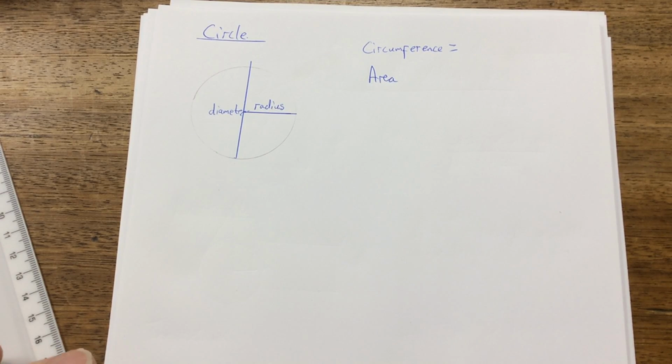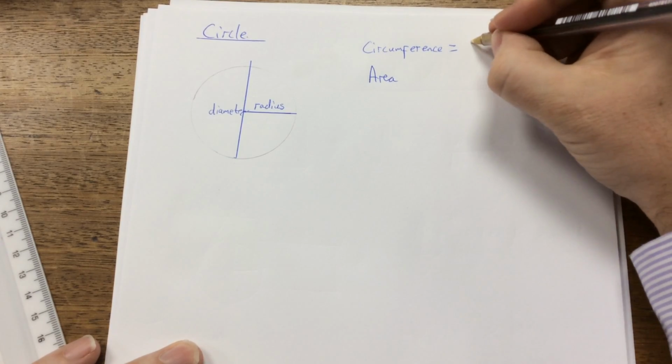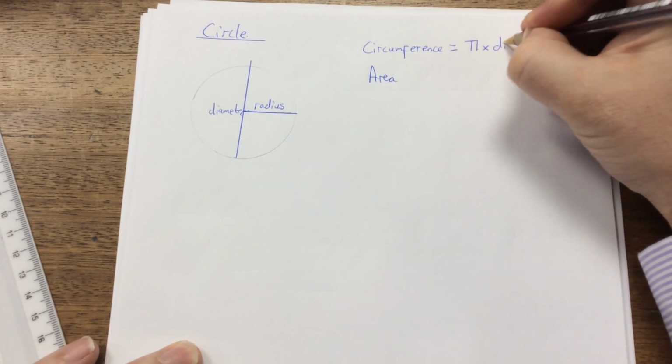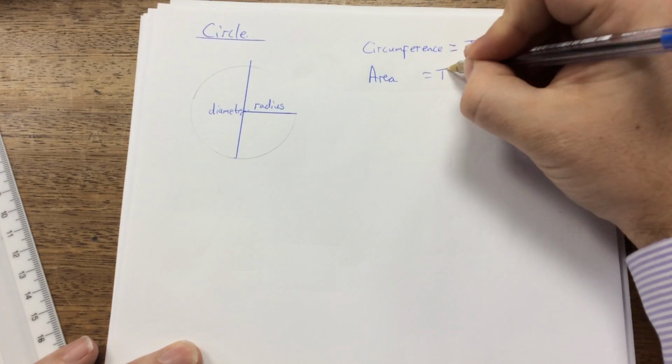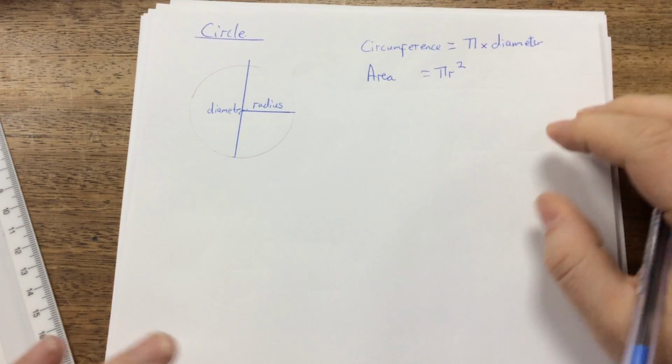To find the circumference, it's pi times diameter. Circumference is pi times diameter. The area is pi r squared. So the area is pi r squared.